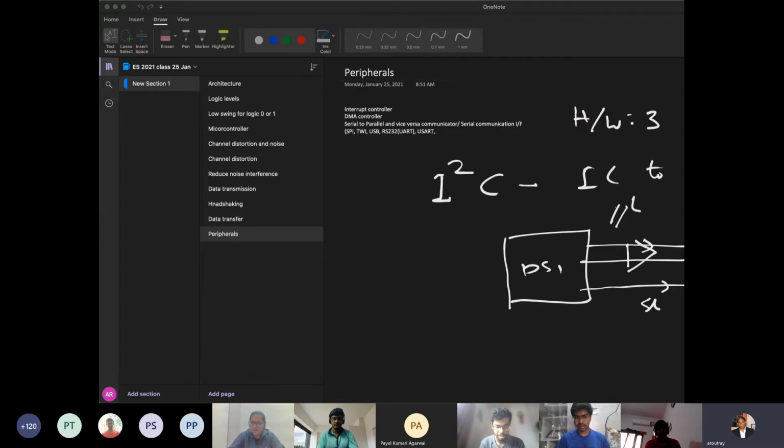16 bit data means 16 signals. So how many lines do I need? 16 lines. Ground नहीं चाहिए? 17. If it is differential transmission, how many lines? Each one will get 2, 32, 33. 33. Excellent. So you are right.